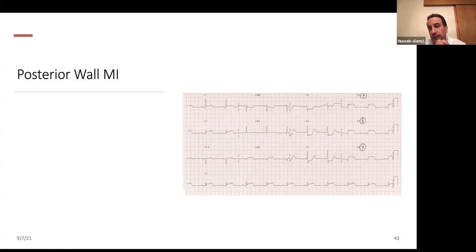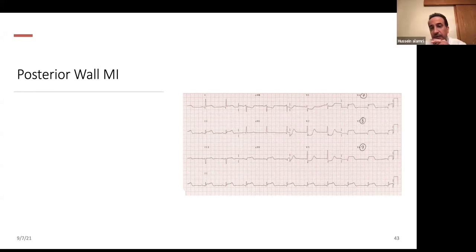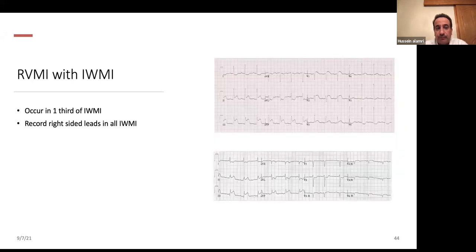If you look at the end of the ECG, you will find that there is ST elevation in V7, V8, and V9. So this is an extensive posterior wall MI, okay, inferior posterior MI. And you see all the four features. You see that there is ST depression, there's a prominent R, there's a hyperacute T wave, and there's R to S more than 1 in V2.